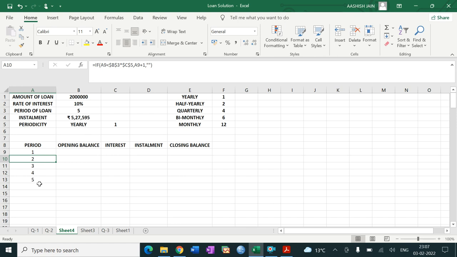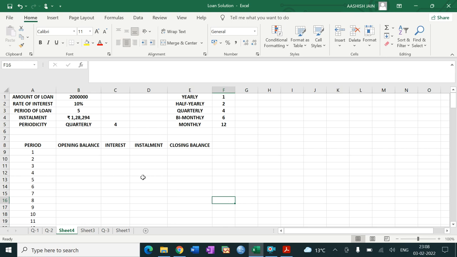So if I come to this cell, right, if the previous value, that is A13, is less than this, it is equal to this value. So that means it would be blank, right? So this is the way of putting the formulas, right? Now let's change this again to quarterly.